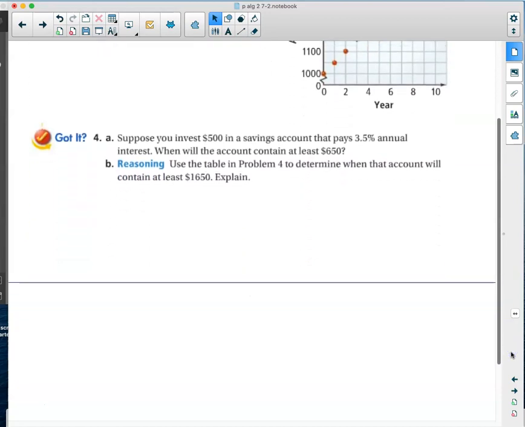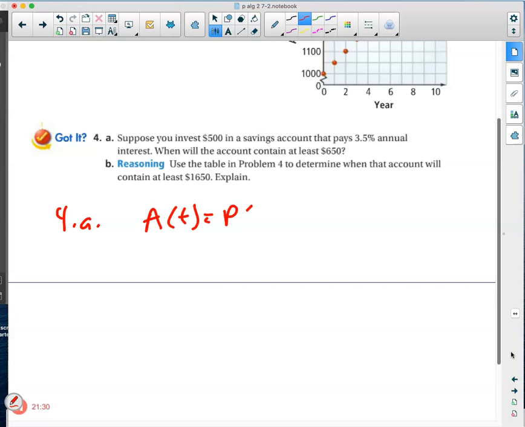Let's go down here. For ACEs, suppose you invest $500 in a savings account that pays 3.5% annual interest. When will the account contain at least $650? Sounds a lot like the one we just did. Do we have to use the fancy black formula, or can we use the short and red one? Yep, annual interest again. Oh, and here I am writing the longer formula down, because I'm thinking to myself, I wish we had more examples here of the big black formula.